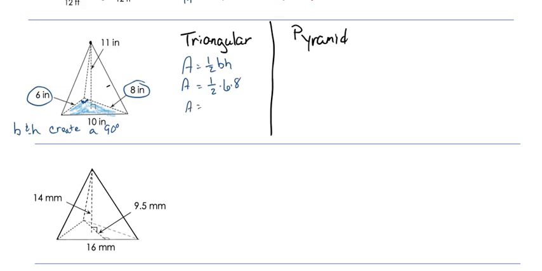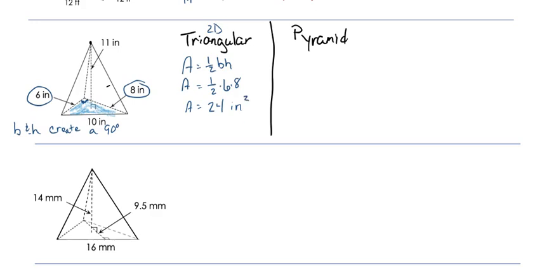So half of 6 times 8, well 6 times 8 is 48, and I want half of that. So that would be 24. Going to go ahead and label. We're working with the measurement of inches. This is a 2D feature. It's at the bottom, it's flat, so squared.